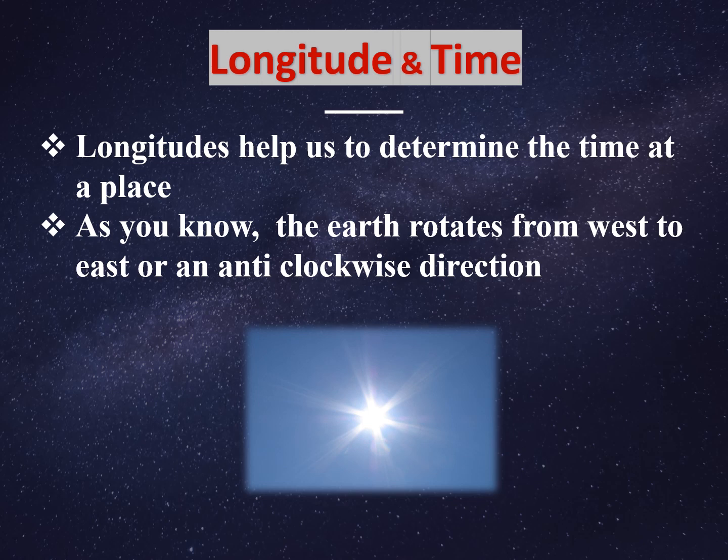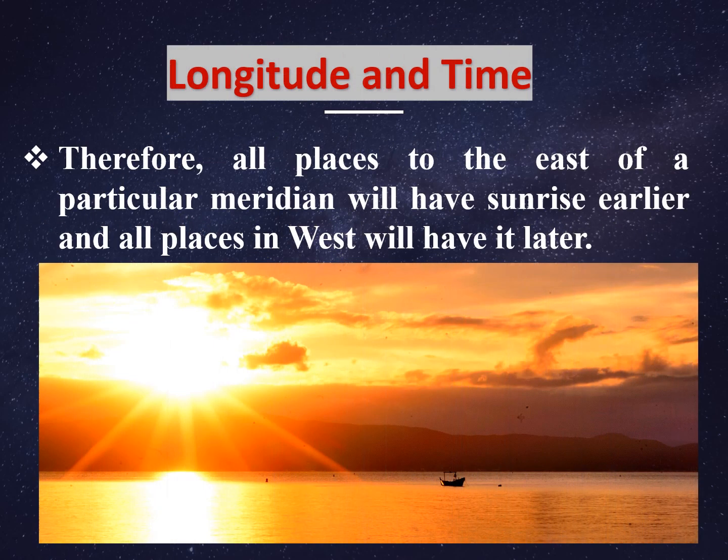When each and every longitude comes opposite to the sun, that particular part of the earth will have midday. Otherwise, that particular meridian will have midday, the middle of the day. That means all places to the east of a particular meridian will have sunrise earlier and all places in the west will have it later.